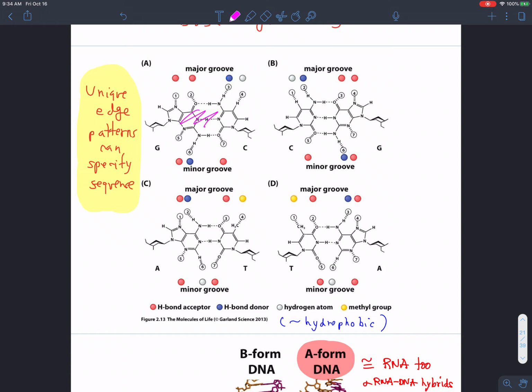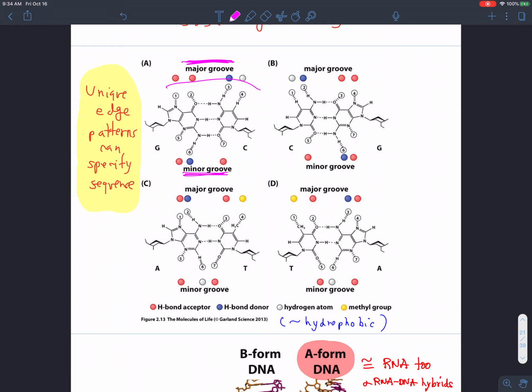Well, you can't see the flat surface, right? They're all stacked, they're hidden, they're buried. What you can see is these edges. And so what you're looking for is interaction sites along those edges and a pattern of interaction sites that can be used to identify them. So if you look in the major groove side, there's a major groove side for every base pair, there's a minor groove side for every base pair.